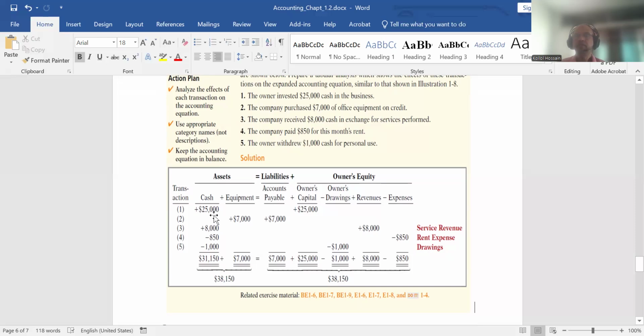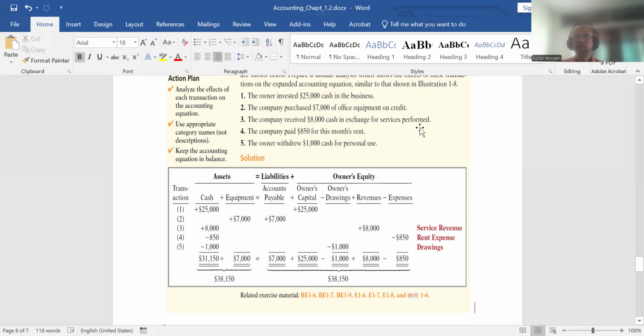Number 2, the company purchased 7,000 of equipment on credit. So what will happen now? Equipment purchase 7,000, so the equipment asset will increase by 7,000, and since it is on credit, the liability, accounts payable or trade payable, will increase by 7,000. So for 2, equipment 7,000 increases and accounts payable 7,000 increases since the purchase is on credit.